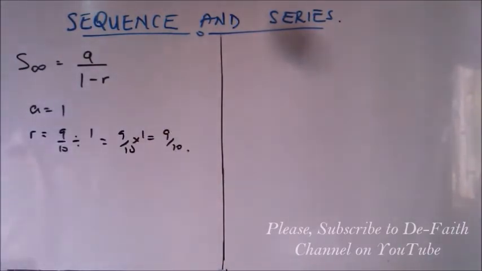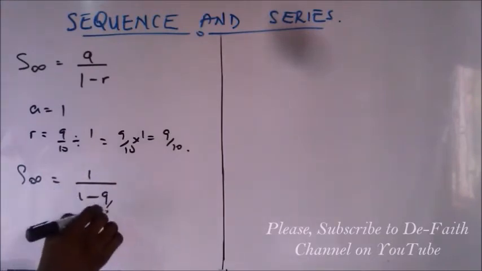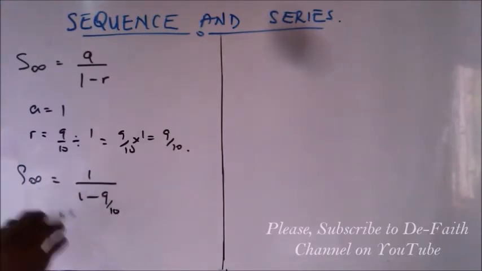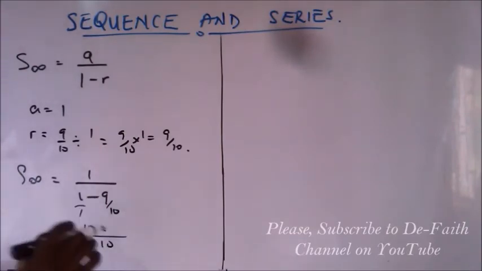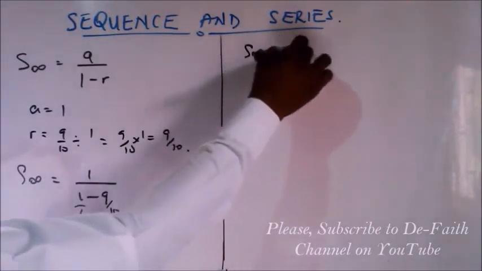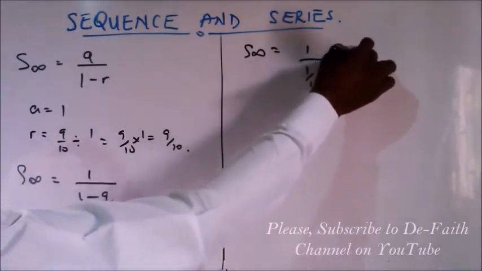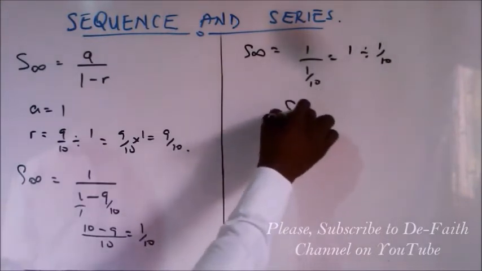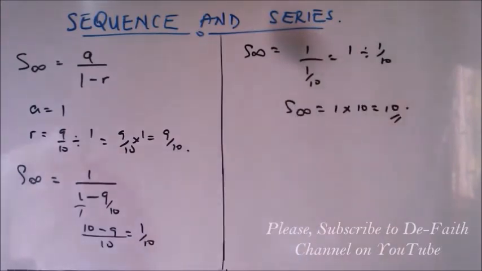So next, we'll substitute this into the equation. So sum to infinity equal to a, which is 1 over 1 minus 9 over 10. Alright, so we'll deal with this denominator first. We have 10 over here, so 1 into 10, that gives 10. 10 into 10, 1. 1 times 9 is 9. So we have 1 over 10 here. And so we have sum to infinity equal to 1 over 1 over 10, which is same as saying 1 divided by 1 over 10. So sum to infinity equal to 1 times 10. Hence, the sum to infinity is 10.